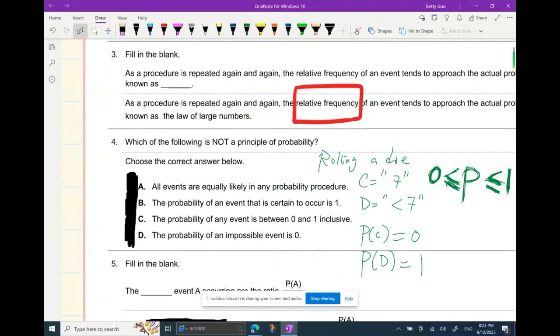So now we should be able to answer this question. Which of the following is not a principle of probability? Read it and tell me. Is not.